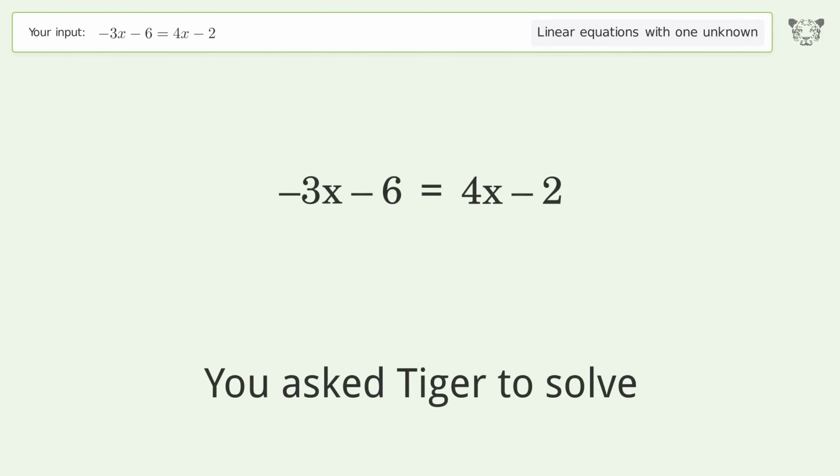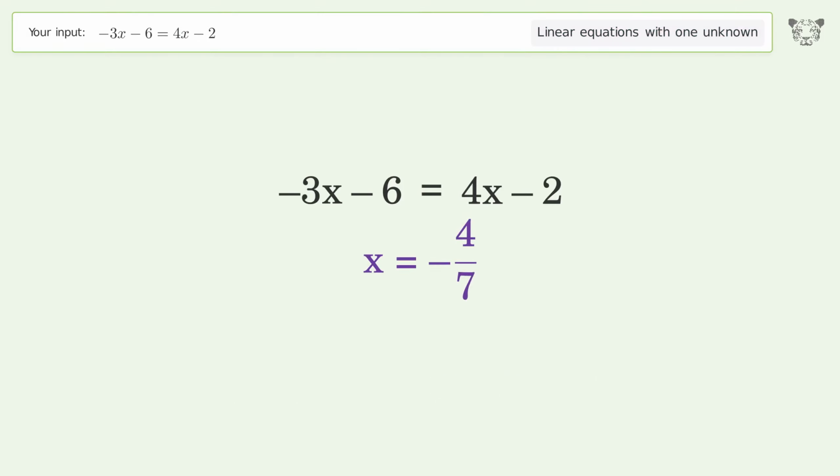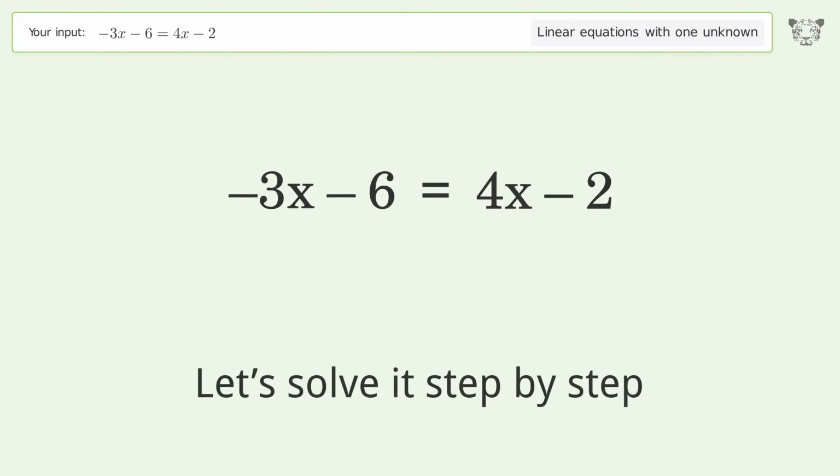You ask Tiger to solve this. This deals with linear equations with one unknown. The final result is x equals -4/7. Let's solve it step by step.